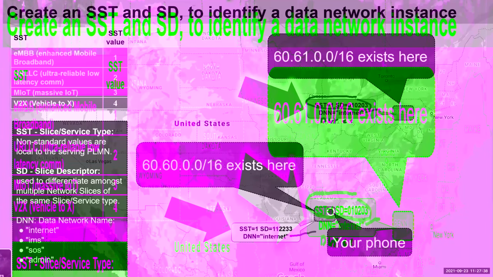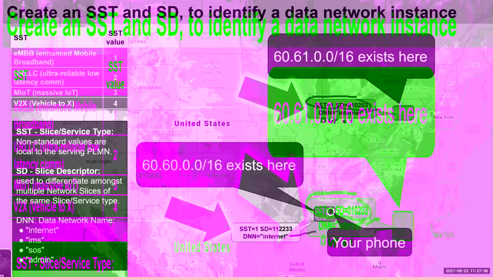Let's continue. The SOS, save our ship, dialing 911. If you don't pay your phone bill, maybe you don't get the internet, maybe you don't get the IMS, but you will get the ability to dial 911, no matter what.